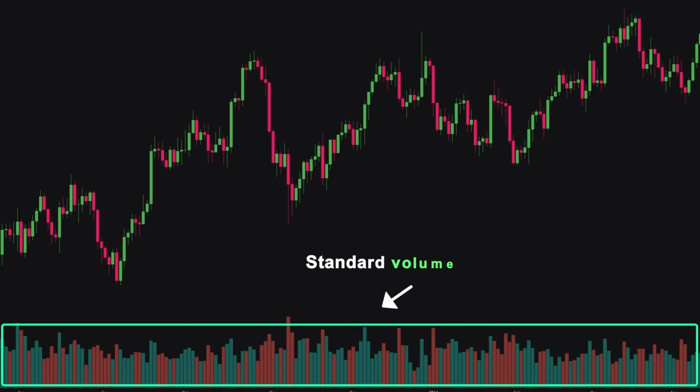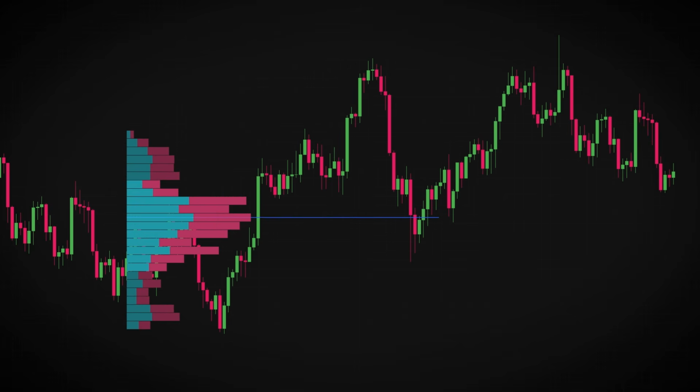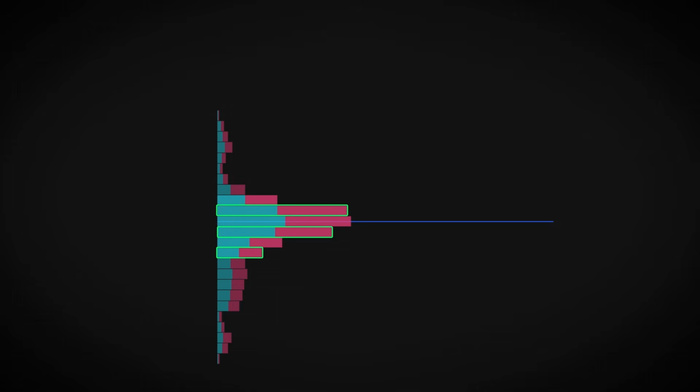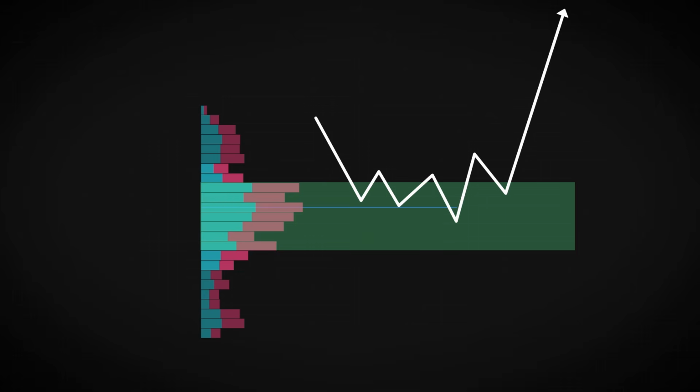So standard volume, those bars along the bottom, that tells you how much got traded and when. Volume profile basically flips that on its side. It tells you how much got traded and where. That horizontal histogram on the right of your chart, every one of those bars is real transactions, stacked up at that exact price. And the wider the bar, the more business changed hands there.